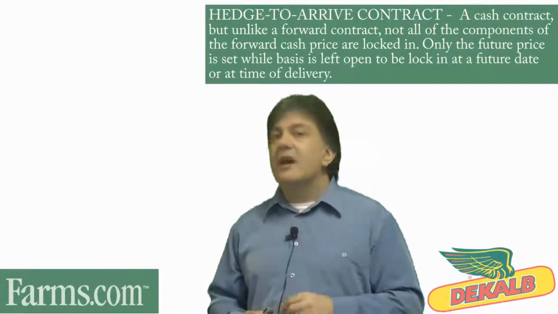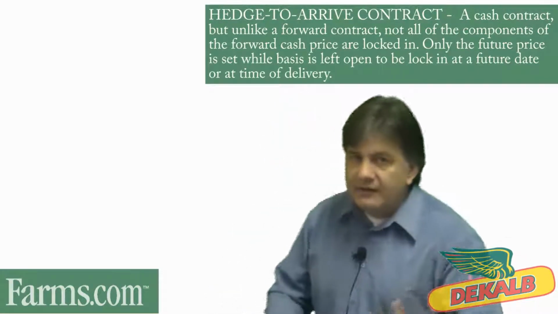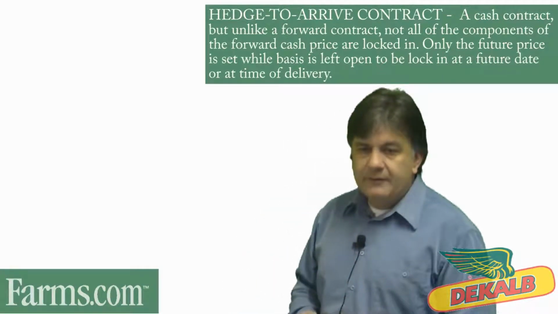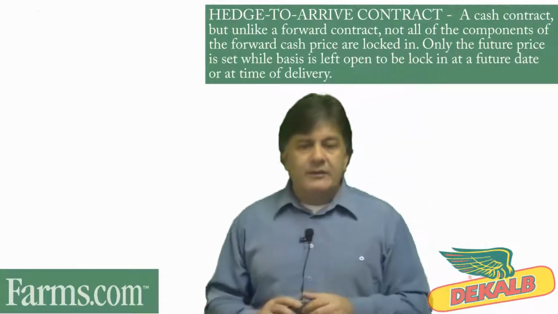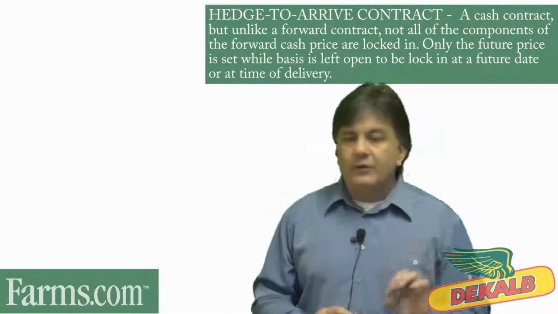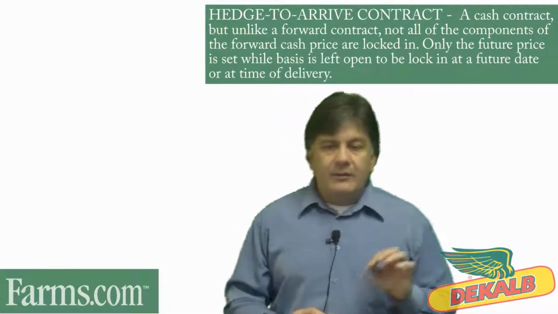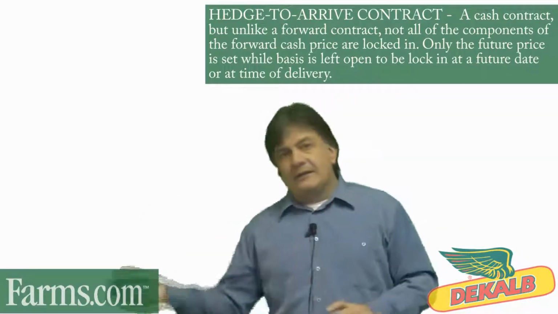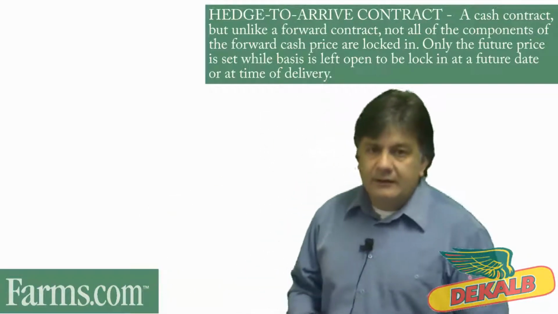Hedge to arrive contracts. This is where you're locking in the futures price but leaving the basis open. A cash contract, but unlike a forward contract, not all the components of the forward cash prices are locked in. Only the futures price is set while the basis is left open, and you can lock that in at a future date at delivery or sometime before that delivery date.